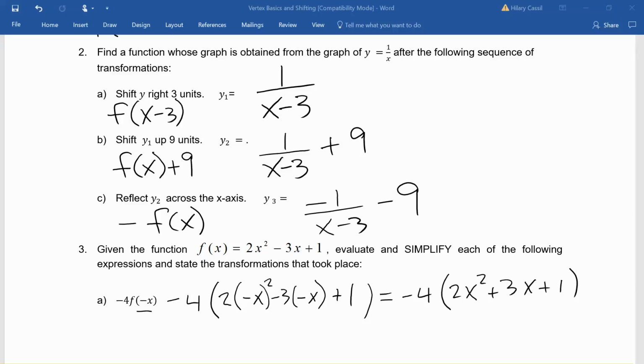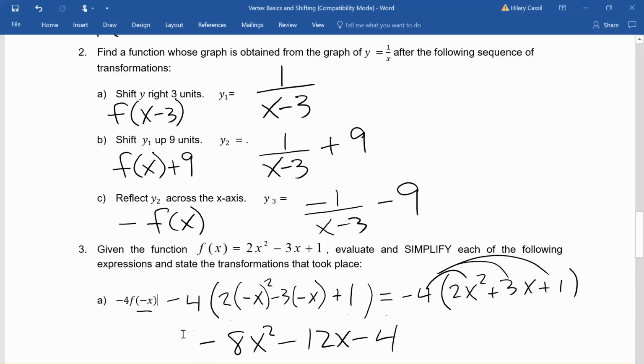If we take negative x and square it, it's going to be positive, so that's still going to leave us with positive 2x squared. This double negative here is going to make that a plus 3x and plus 1. So after we distribute this negative 4, we will have our final answer of negative 8x squared minus 12x minus 4. Negative 8x squared minus 12x minus 4.